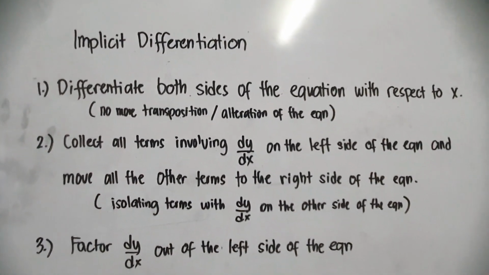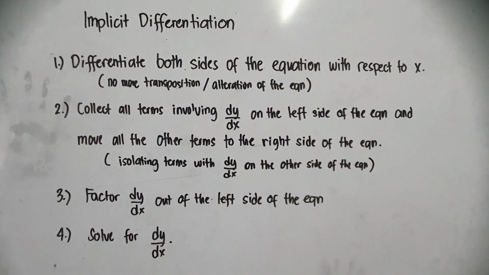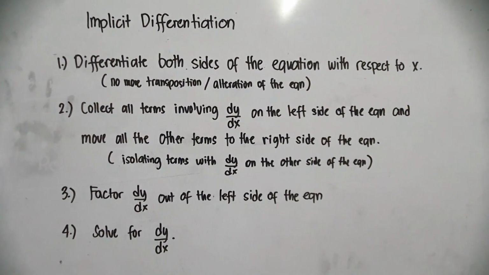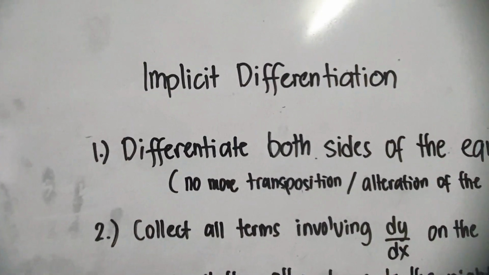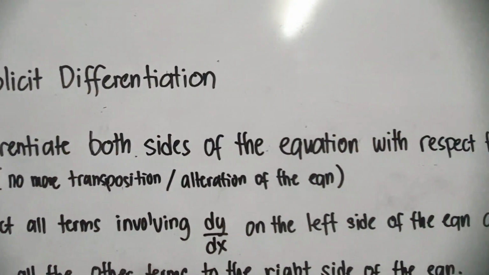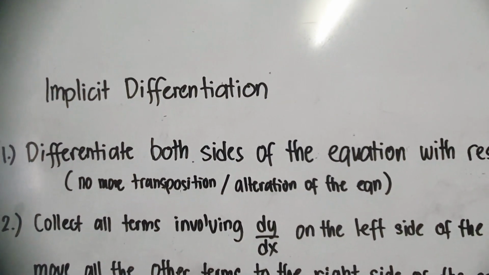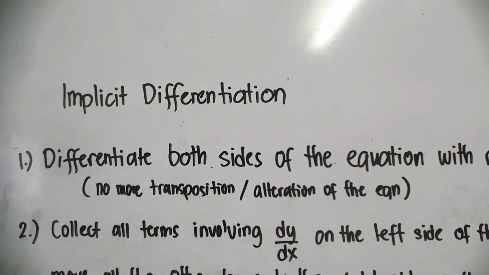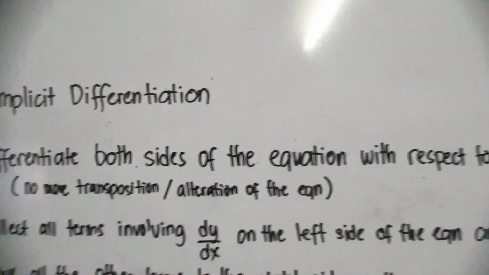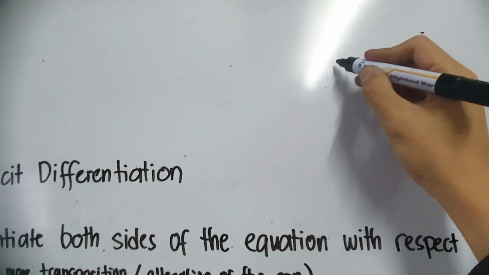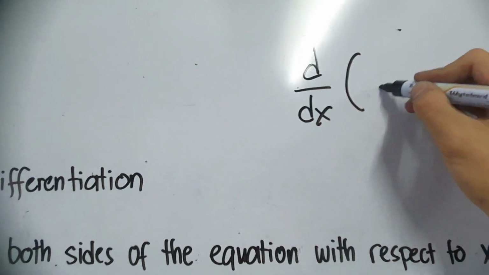For the implicit differentiation, we have to follow these 4 steps. Please try to take screenshots so that you can review this one later. The first step is to differentiate both sides of the equation with respect to x. No more transposition, no more alteration of the equation. All you need to do is differentiate both sides of the equation with respect to x, meaning you're going to apply d over dx to your equation.